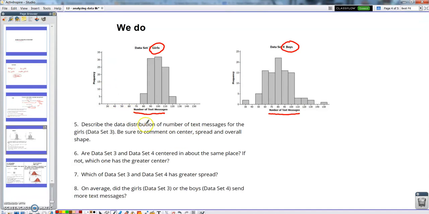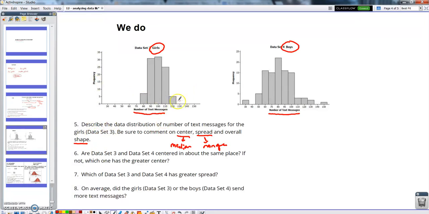All right, so let's talk about some questions that help us think about this like a statistician would think about it. So first thing, we're going to describe it. A lot of times we'd be asked to describe the data in terms of center, spread, and shape. Now, being super literal, center means median, that's the middle, and spread means range. So let's comment on those.